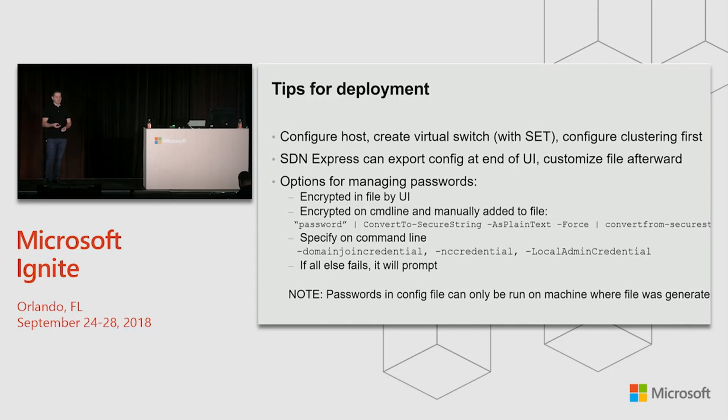So you have a few other options. You can generate the encryption yourself using PowerShell. We do ConvertTo-SecureString and then ConvertFrom-SecureString to get it back into the encrypted form. You can specify the credentials on the command line when you run SDN Express wherever you run it. And if none of those are available, when the script runs, it'll fall back to prompting you for the password. So I just wanted to cover that as well.